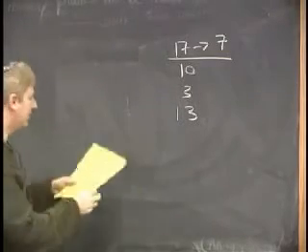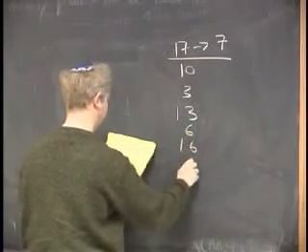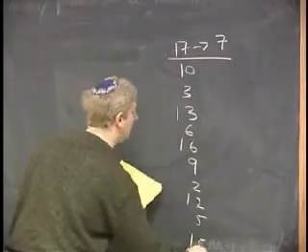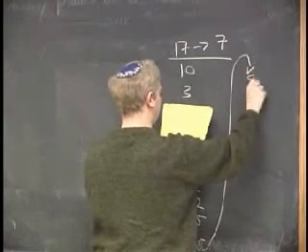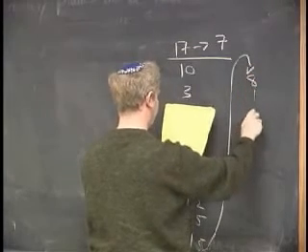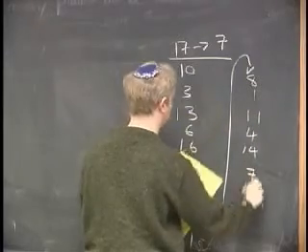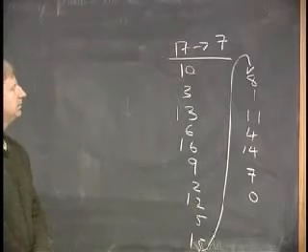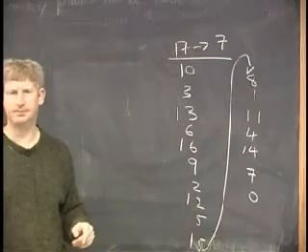Let me list them out. 10, 3, 13, 6, 16, 9, 2, 12, 5, 15, 8, 1, 11, 4, 14, 7, 0. Back to 10. What's happening here?